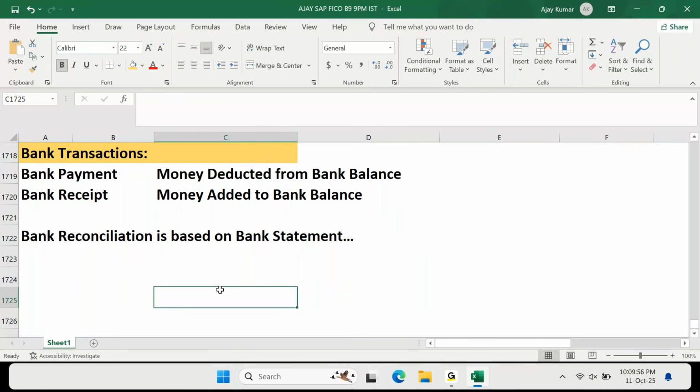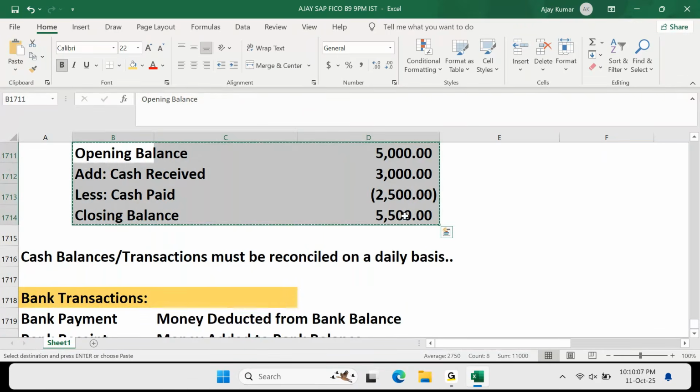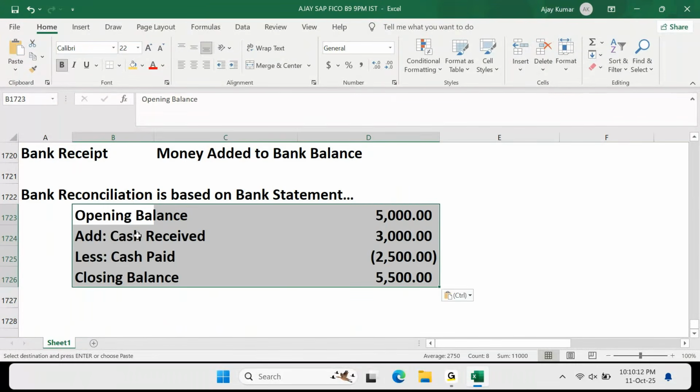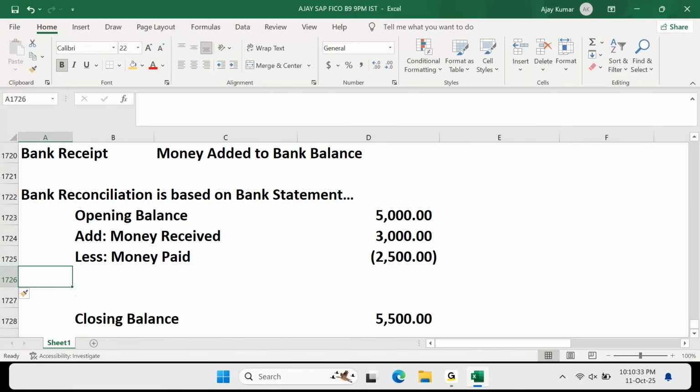All this we need to understand. Accordingly, you will come to know what your bank balance is. Same logic for calculating a bank balance. It is the same logic even here. Received. Instead of cash, what will you put? Bank. Money received. Money paid. And then you will have two more.